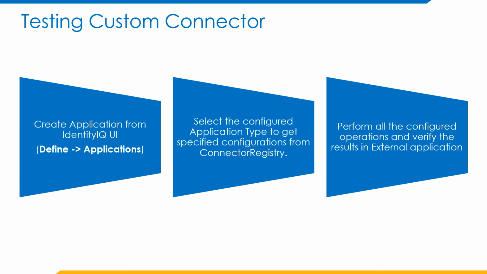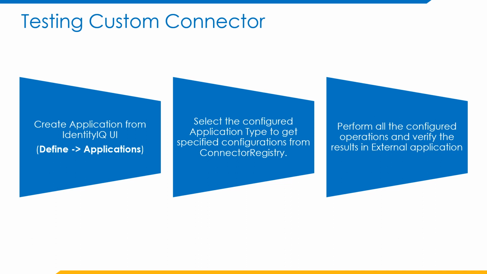Finally, an application object must be created for the application. Use the IdentityIQ user interface to create the application. Select the configured custom connector as the application type to tie it to the connector registry configuration, specifying any connection parameters through the configuration. Once the application is onboarded, we can perform all the configured functionalities in it and verify the results within the targeted external application.